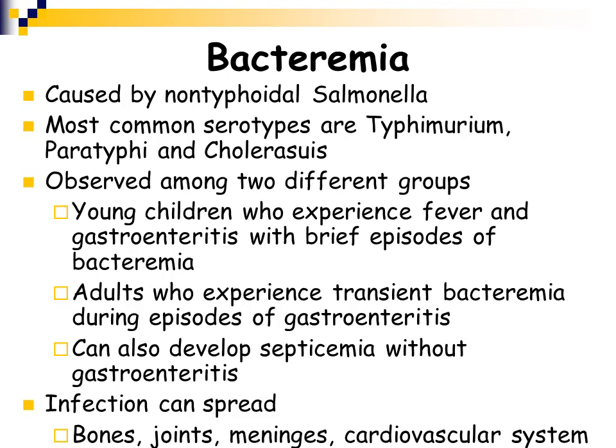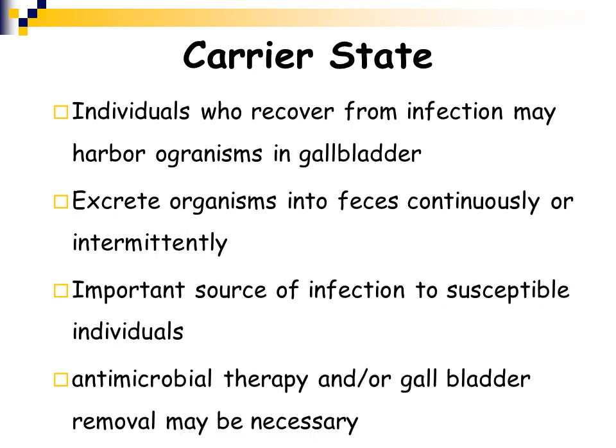Also, individuals can get septicemia, where it gets right into the bloodstream without any gastroenteritis at all. Once it gets into the bloodstream, it can go to the bones, the joints, the meninges, the cardiovascular system, you name it, it can get anywhere. Now there is a carrier state.